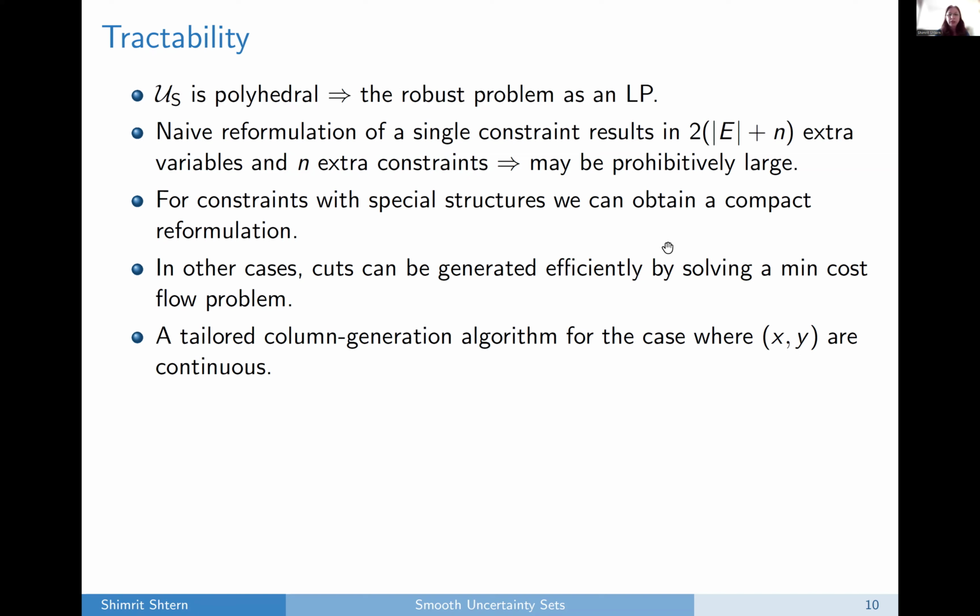And we also constructed a column generation algorithm for the case where X and Y are continuous that we can use in order to find a solution for the robust problem, where of course this column generation can also be embedded as part of some branch and bound scheme if you have mixed integer variables. So I will talk mainly about the first point, and hopefully I'll get also to the third point. And the second point I will not talk about in this talk.